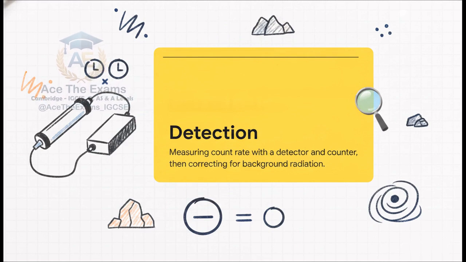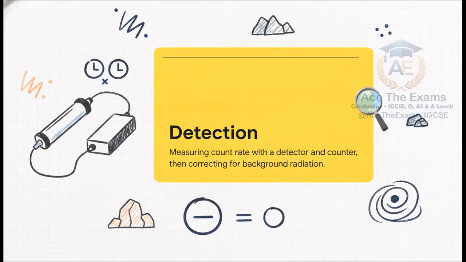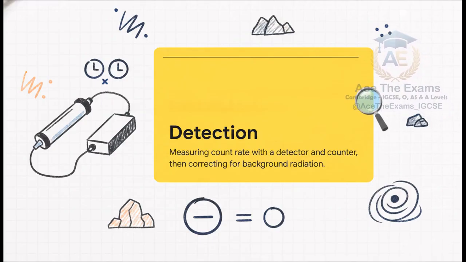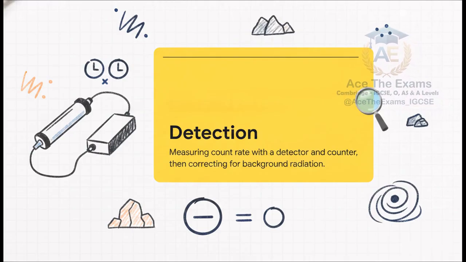So, now that we know where all this background radiation comes from, how do we actually measure it? You need a precise, examiner-approved definition for detection. Detection involves utilizing a specific detector, which is most commonly a Geiger-Müller tube, and this is connected to a counter. This setup measures the count rate.